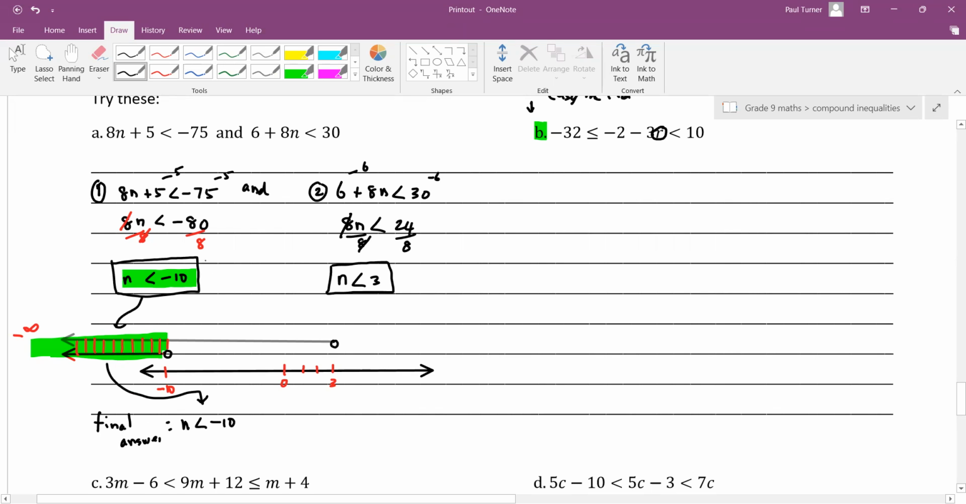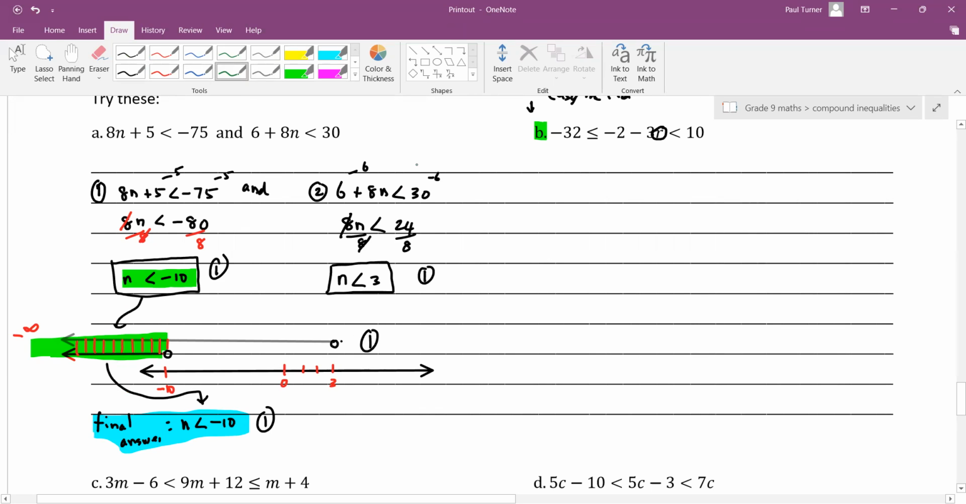So you would get marks for this one. You'll get a mark for that, a mark for the number line, and a mark for the final answer. So you would get most of the marks anyway. But just look at the overlap to get the final answer here.